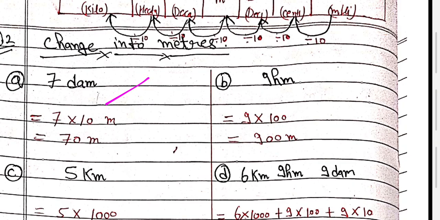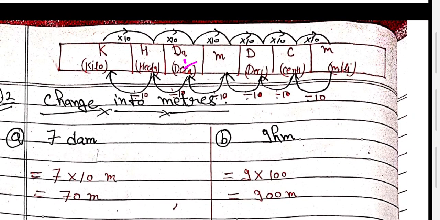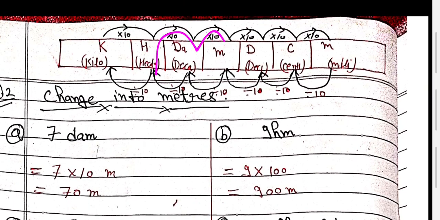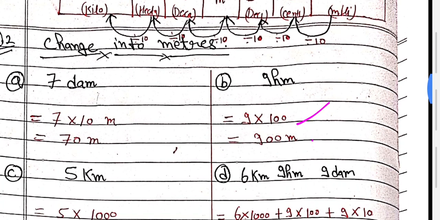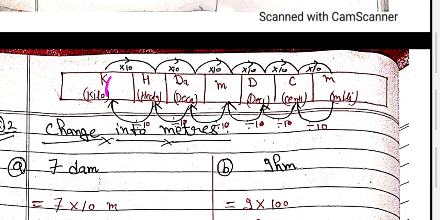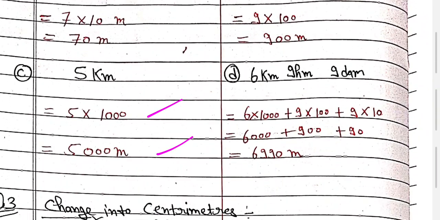Now 7 decameter. So deca you have to convert into meter. What is deca? Deca here, convert into meter. What do you multiply by? Only 10, one time. So multiply by 10, you get 70 meter. Now B part, 9 hectometer. Hecta here. How many steps do you have to move? 1, 2 steps. It means you have to multiply by 100. So multiply by 100, you get meter. 5 kilometer, just see here, kilo. Kilo here 1 step, 2 step, 3 step means 1000. So you multiply by 1000, you will get meter.